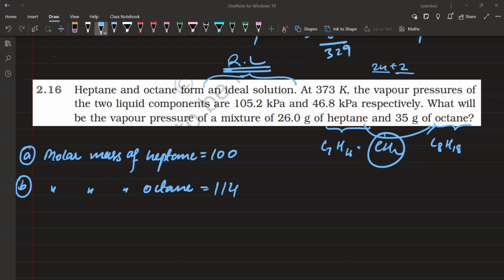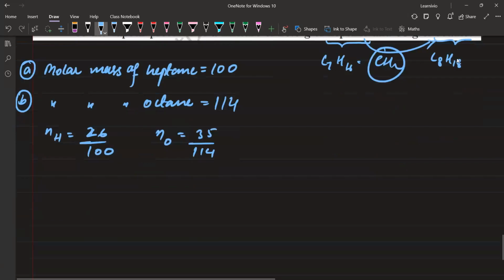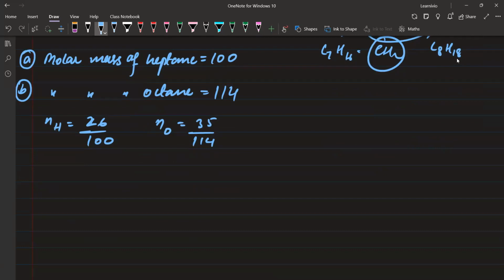Okay, see here, guys. What we need to do is, we have got the molar mass. We will get the number of moles of heptane and octane. The number of moles of heptane is equal to 26 upon 100. Number of moles of octane will be equal to 35 upon 114. So we'll get the values. This value will be equal to 0.26 and the number of moles of octane will be approximately 0.30.